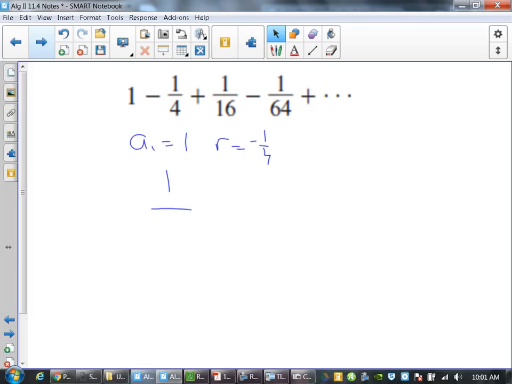Be careful when you have these things. When you're dealing with the rate value, you only worry about the absolute value to tell whether or not it's going to have a sum. You still use the negative when you're substituting in. So you have to make sure you're careful with that. Okay?